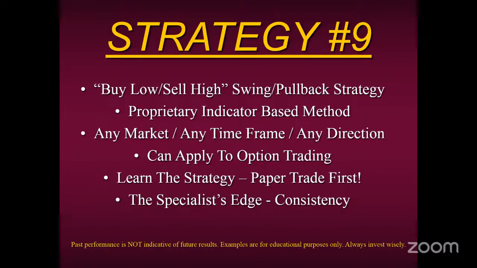Now, our edge with not only strategy number 9, but with all of our methods is consistency. But let me define what consistency is, because we know a lot of students have a different definition. They think that consistency means there's a great number of winners. Well, that can be true, but that's not really what we rely on when we say consistency. Consistency means that there will be losses from time to time, and that's perfectly okay. But a consistent method is one that's able to recoup those losses. So that's what we're trying to do.